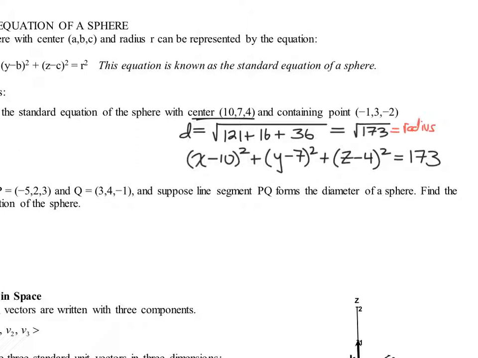So x minus 10 squared plus y minus 7 squared plus z minus 4 squared equals 173. Big blur. Not really though, because we just zoom out some. The 3D graph thing, that's only online, right? That's not on the app. It's not on the app, so you have to go to the website.